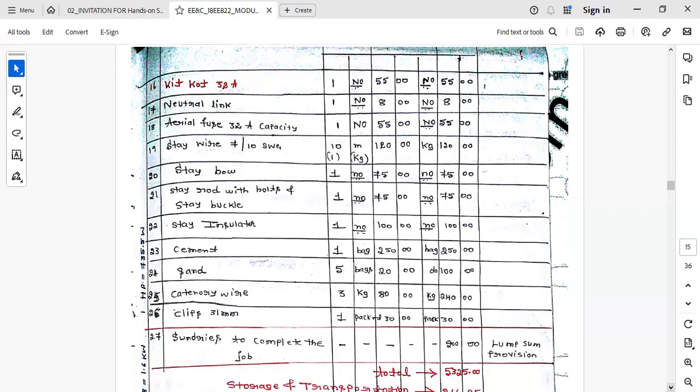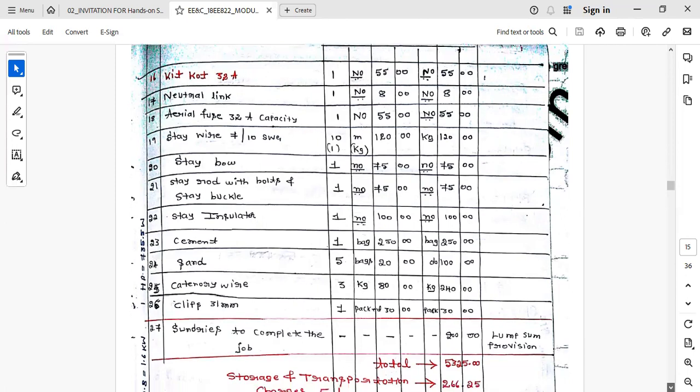Sand, 5 bags required, 20 rupees per bag, 20 into 5, that is nothing but 100. Catenary wire, 3 kg required, 8 rupees per kg, total 24. Clips 31 mm required, one packet, 30 rupees per pack, 30 rupees.